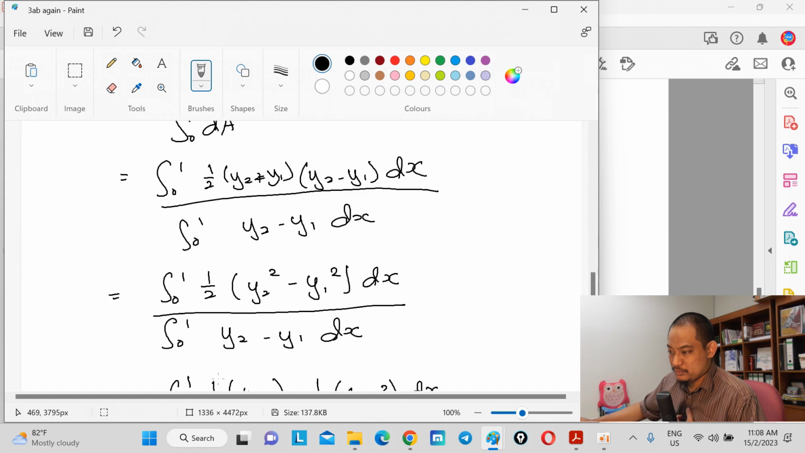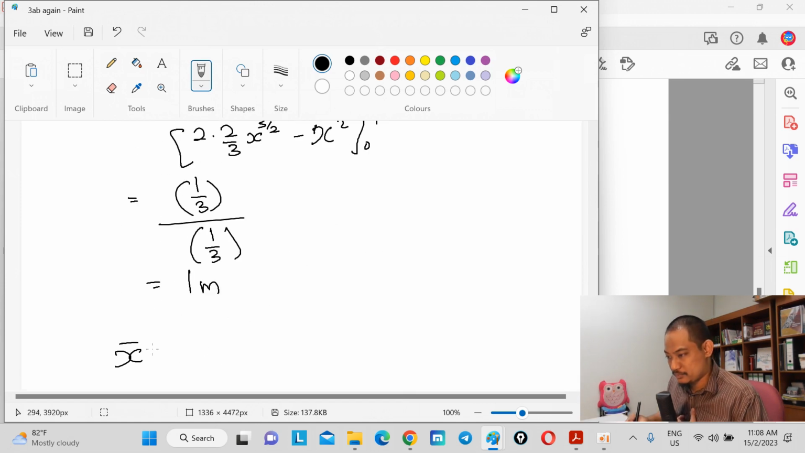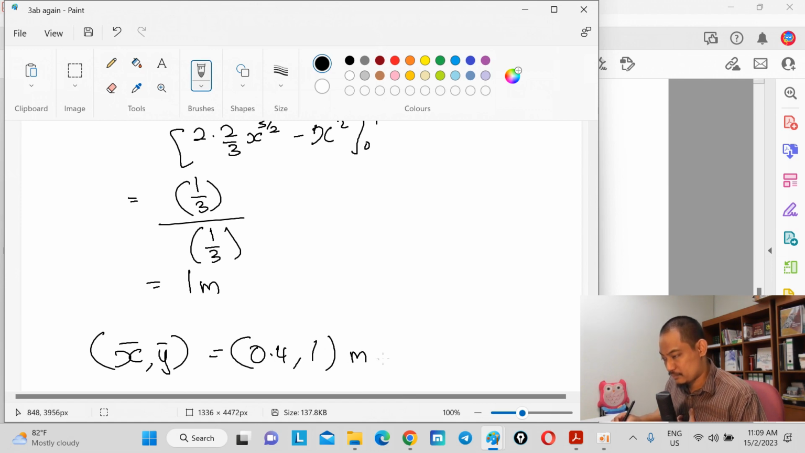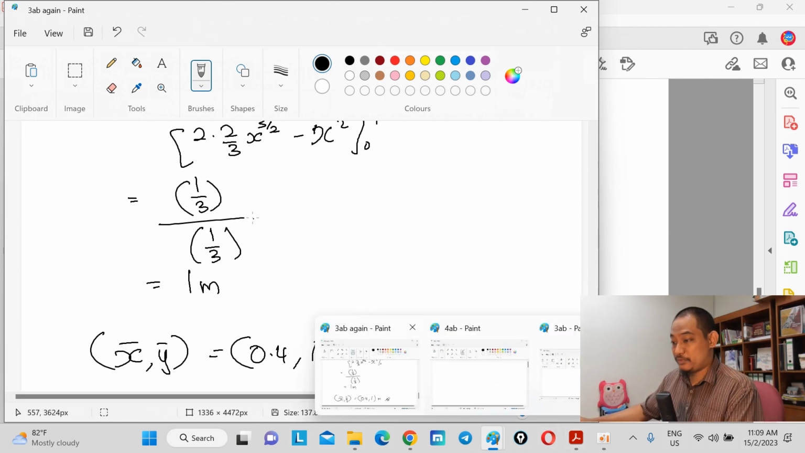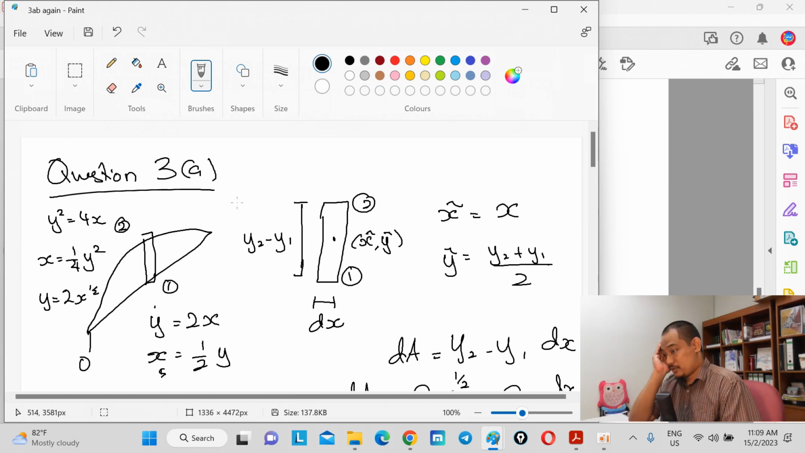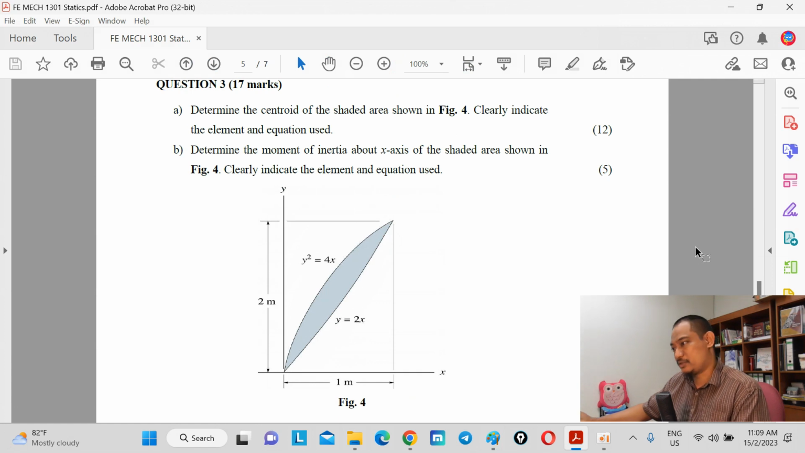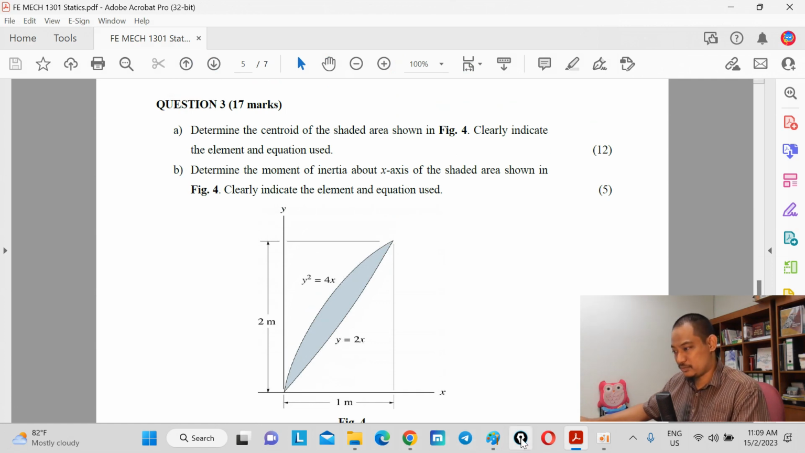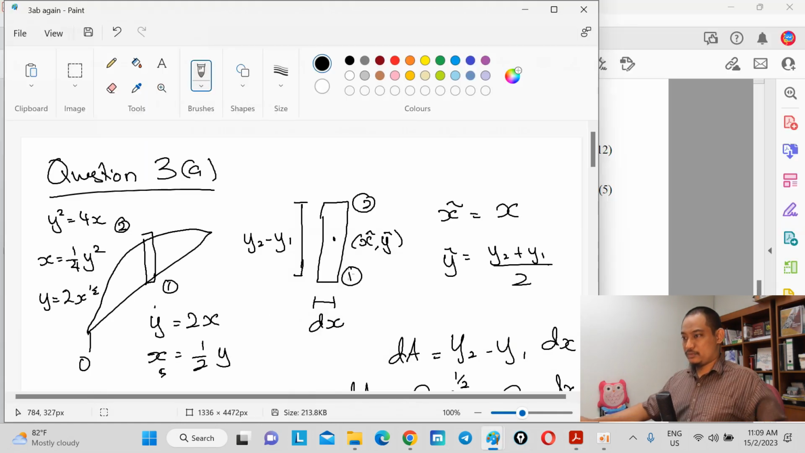So you have x bar. The answer is the same as before, just that we use both elements, right? Of course in the real exam you don't need to spend all this time to solve using both elements. It's not needed, but this is just as illustration. Okay, this is actually 3a, right? Because 3b is moment of inertia. So let's just do this one.